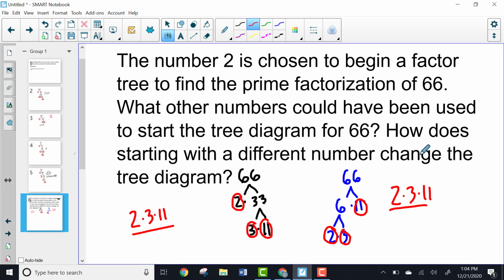And the question is, how does starting with a different number change the tree diagram? It does not change the tree diagram at all. The prime factorization is still the same. What other numbers could have been used? We could have used 6 and 11 could also have been used to start that out.